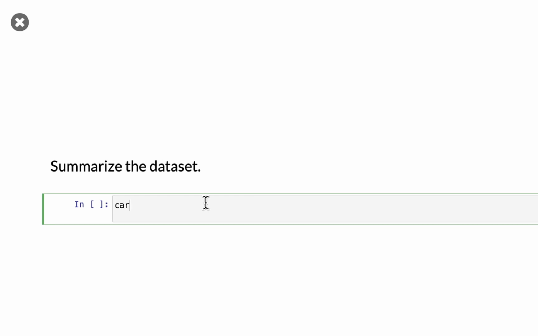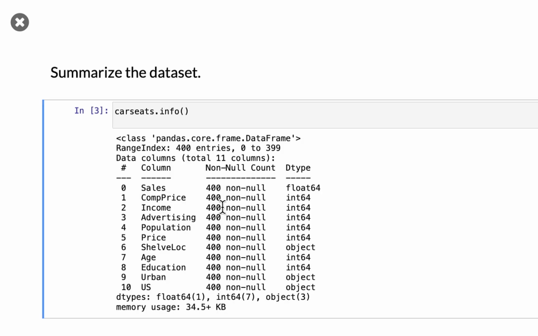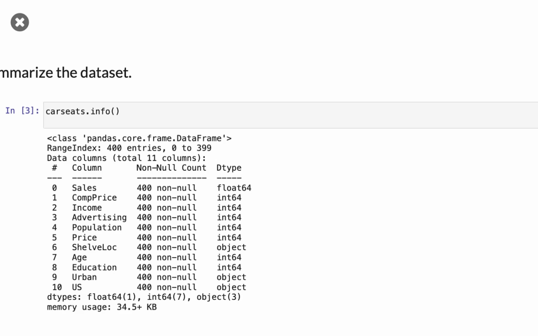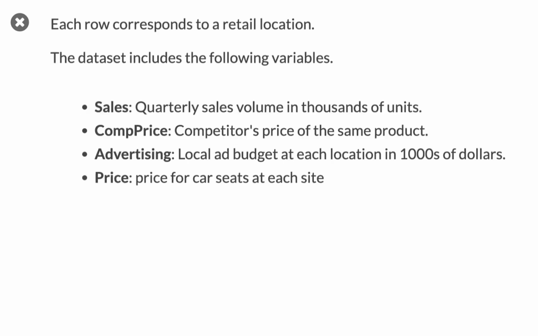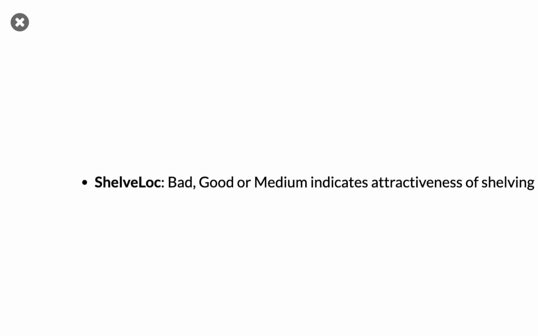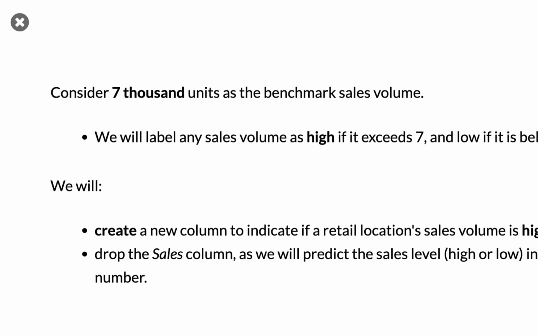Here I reserved a cell for us to look at the aggregation level information of this data set. There are 400 rows corresponding to 400 retail locations, and there are no NA values, and the columns are summarized here. So we do need to do some pre-processing. This is just a detailed description of the feature variables I just went through.